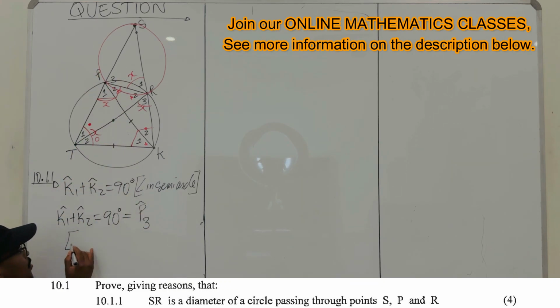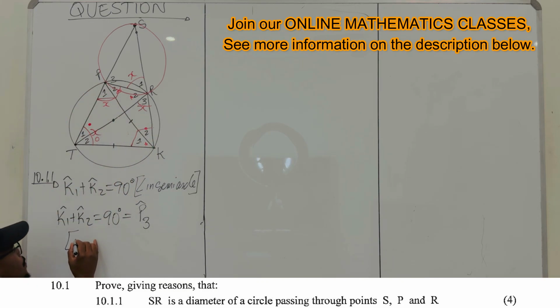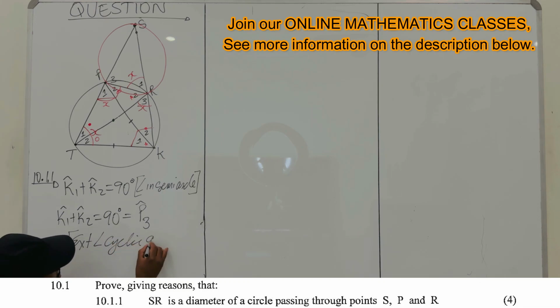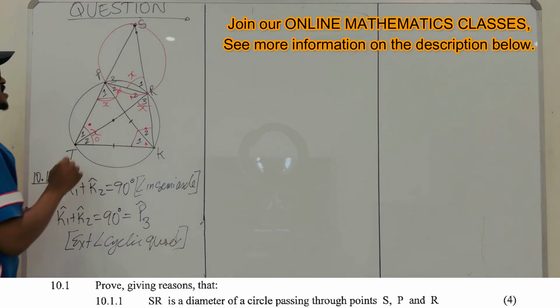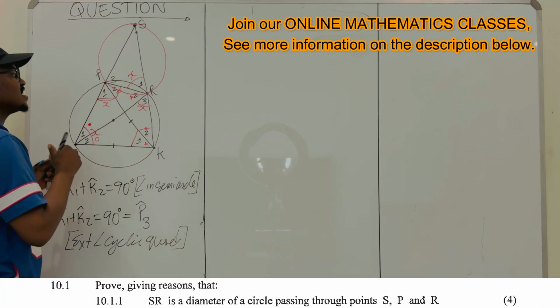Right? The reason we say this angle K1 and K2 is equal to P3 is because P3 is an exterior angle of a cyclic quadrilateral. An exterior angle of a cyclic quadrilateral is equal to the interior opposite angle.